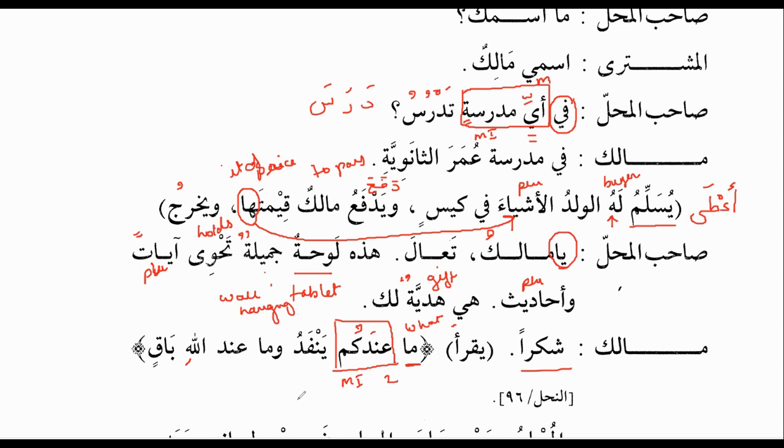Yanfadu gets exhausted, or ends, or runs out. Wama, from here, starts a new sentence. Ma indallahi. Now this is also an idafa, made with a zarf, mudaf and mudaf ilayhi. And whatever is with Allah, baqin, remains. And this baqin is ismanqus.